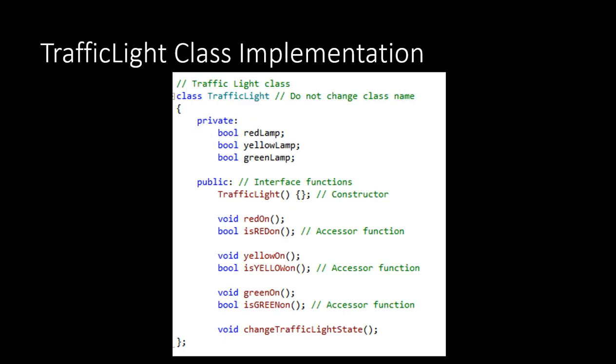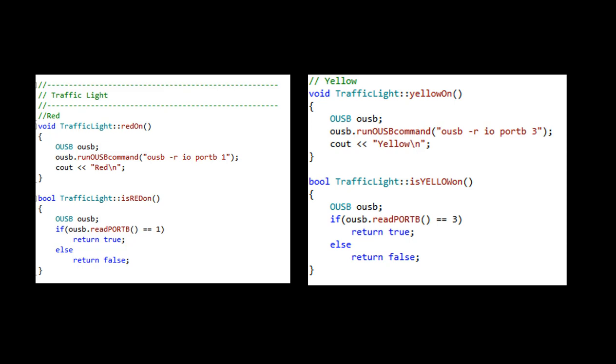And then we have the traffic light class implementation. Again, it's pretty straightforward. We have the three lamps, red, yellow, and green, and the accessor functions. So here we go, here we have the implementation of the traffic light class.